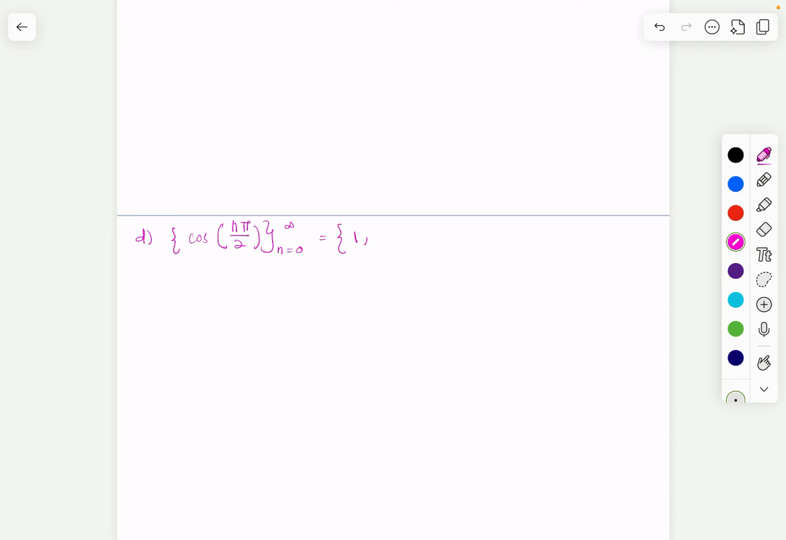Okay, and then when n equals 1, we have cos(pi/2). Pi over 2 is cos 90, so you would get 0. And then when n equals 3, you get cos(3pi/2), which gives negative 1. You can use your calculator to find this. And then when n is 4, you get cos 2 pi, cos 360, which is 1. And if you find out the rest, it goes back to 1, and then 0, and then negative 1, and so on. So if you want to illustrate this in terms of a graph, it looks like this.